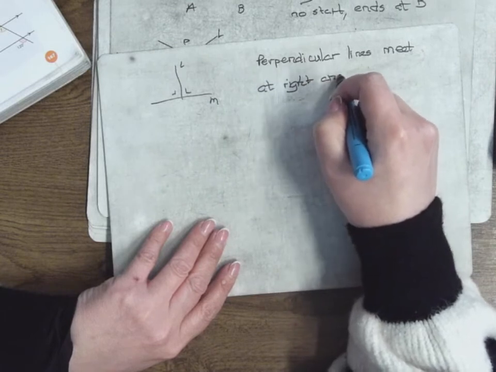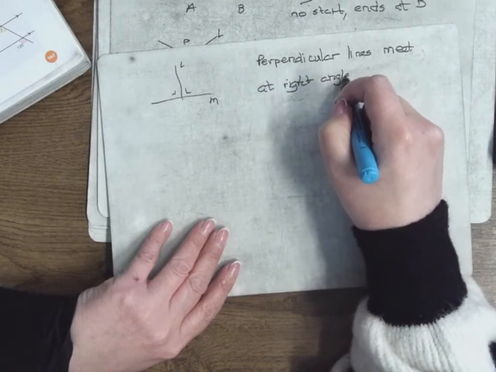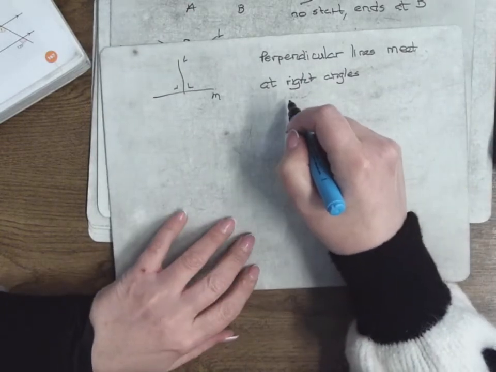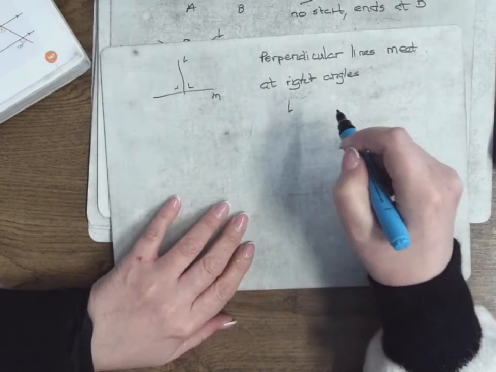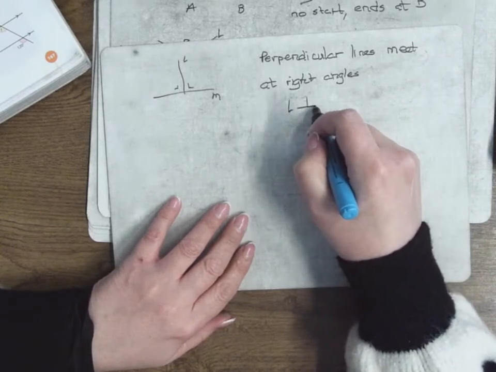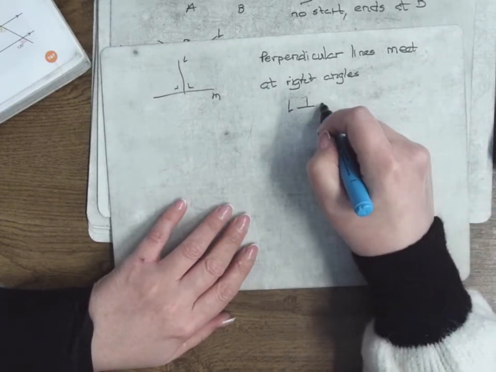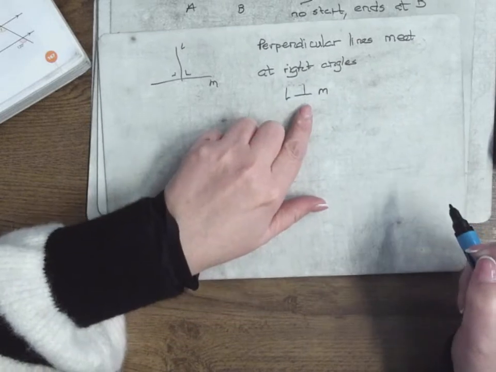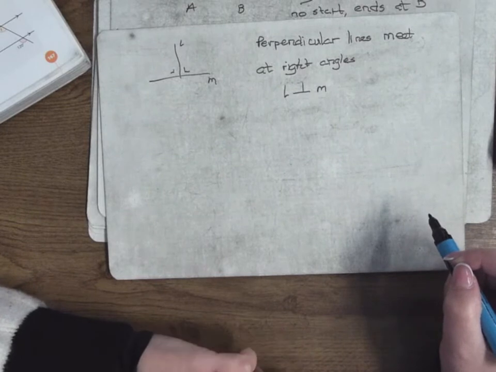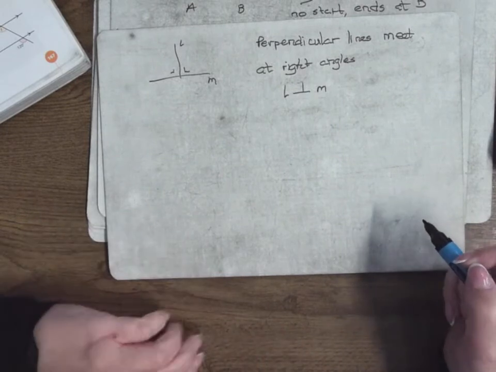Math people don't like writing words, particularly perpendicular, because it's a very long word to write. So does anyone know what the symbol for perpendicular is? It's an upside down T, isn't it? So L is perpendicular to M. That's the symbol for perpendicular, upside down T. Is that okay? L is perpendicular to M. Are we good?